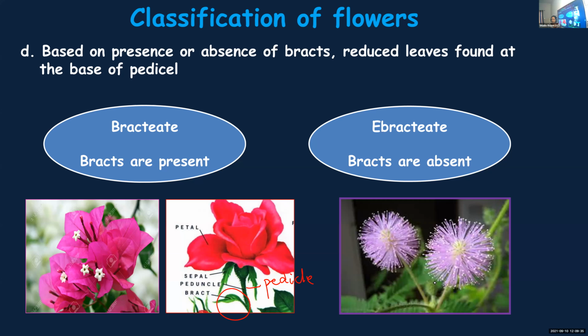First one was based on the presence of reproductive organs, then based on symmetry, then based on whether they have bracts or not, and then what was the previous one, children? Meryl, tell me all the 4 criteria for classifying flowers. First one? Based on the sex organs present. Yes. Based on the symmetry. Yes. Based on the floral appendages number. And the last one, based on the presence or absence of bracts. Okay, good.